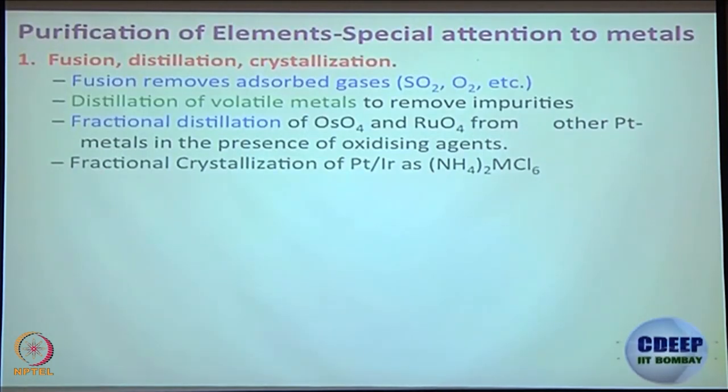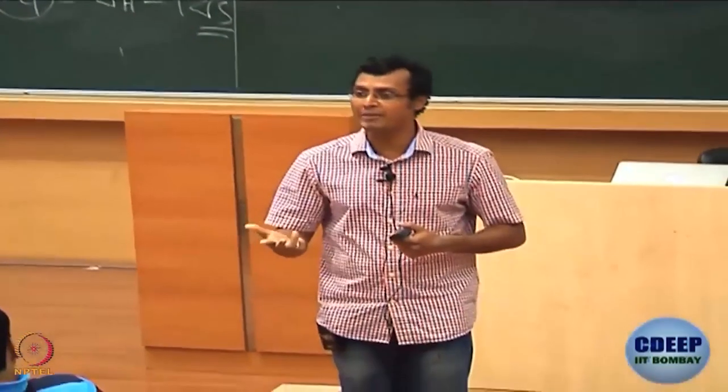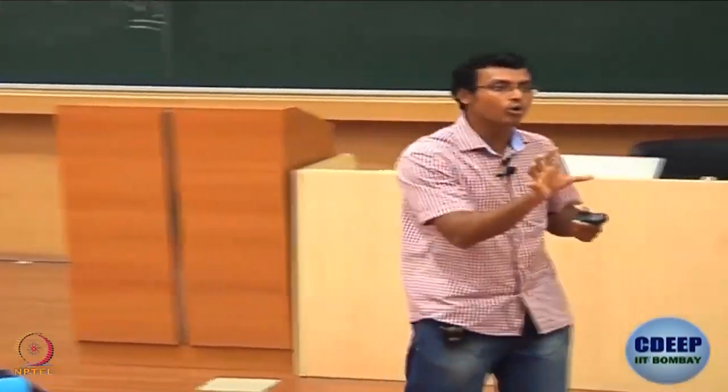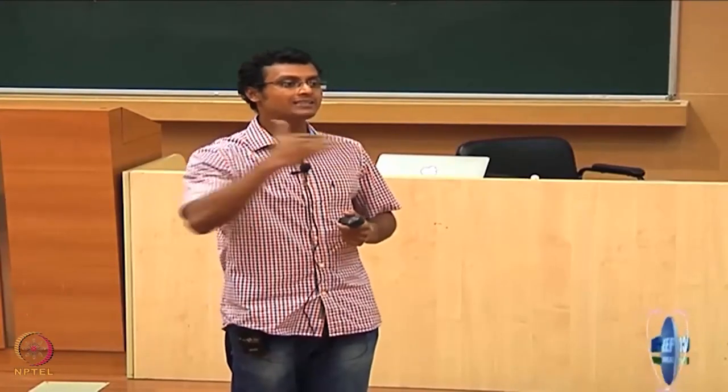Now, let me summarize this part. We have seen different techniques, as simple as mechanical separation, electromagnetic separation, and thermal decomposition. You can heat it and decompose it. These three things are very easy to understand. But none of these is a self-contained method. You cannot just use one method to purify your ores and get the metal in pure form. Often you have to use a combination of methods.